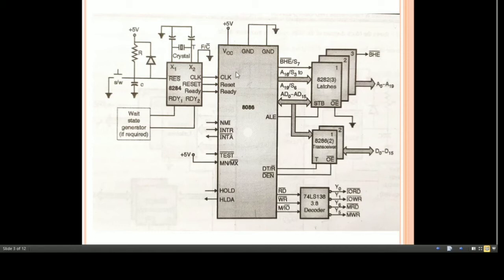The VCC pin of 8086 is connected to plus 5 volt and the two ground pins are connected to the ground. And with the help of this decoder and based on the status of these three signals, we'll get IO read, IO write, means input output read, input output write, memory read and memory write. So this is the configuration of 8086 for minimum mode.